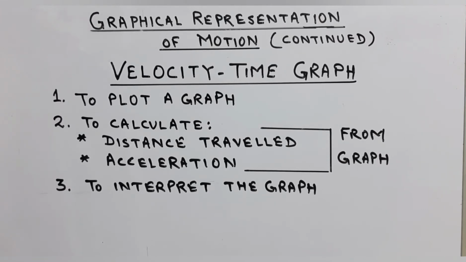We are going to learn about a velocity time graph and how to interpret it. We will also learn to calculate distance travelled and acceleration from a velocity time graph. The motion of an object can be either uniform or non-uniform. We will discuss a velocity time graph for an object moving with uniform velocity and also for an object moving with uniform acceleration.